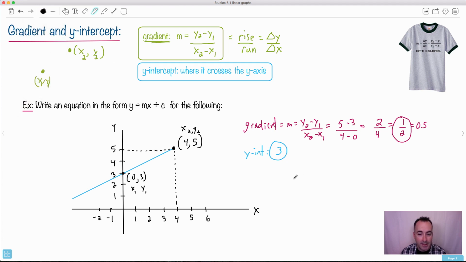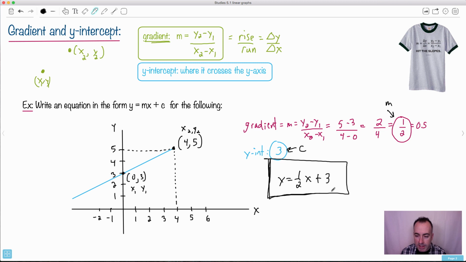So finally, then, I could state, without any doubt, that y equals mx plus c, where m is 1/2 and c will be 3. So we'll do y equals 1/2 x plus 3. This is my final equation.